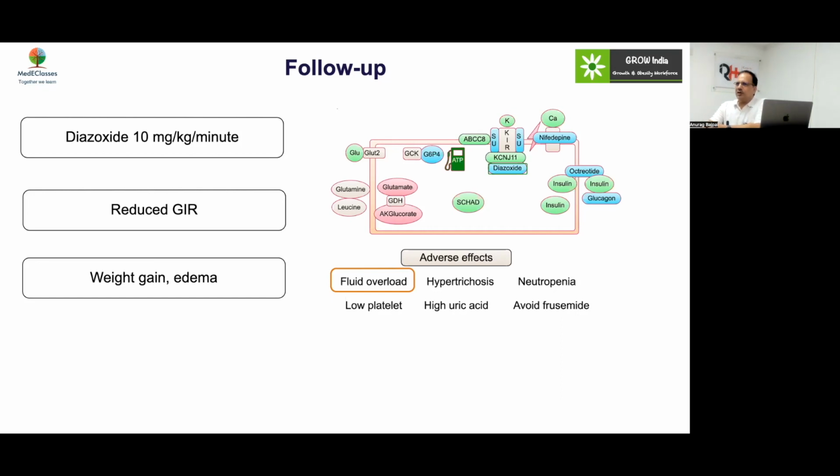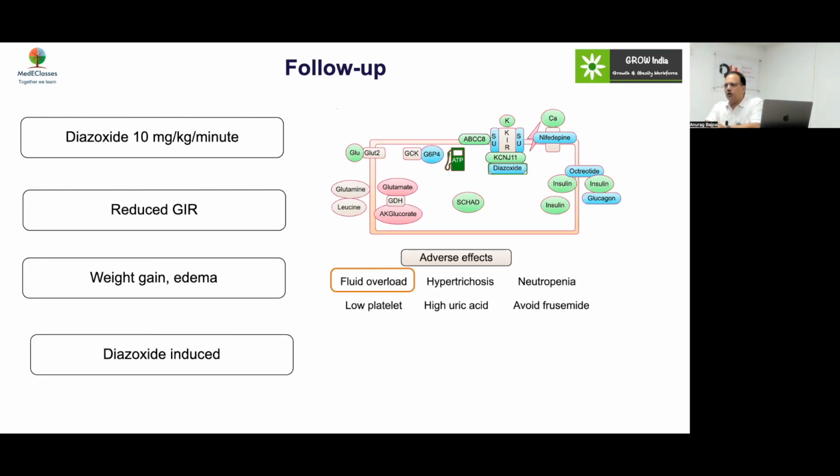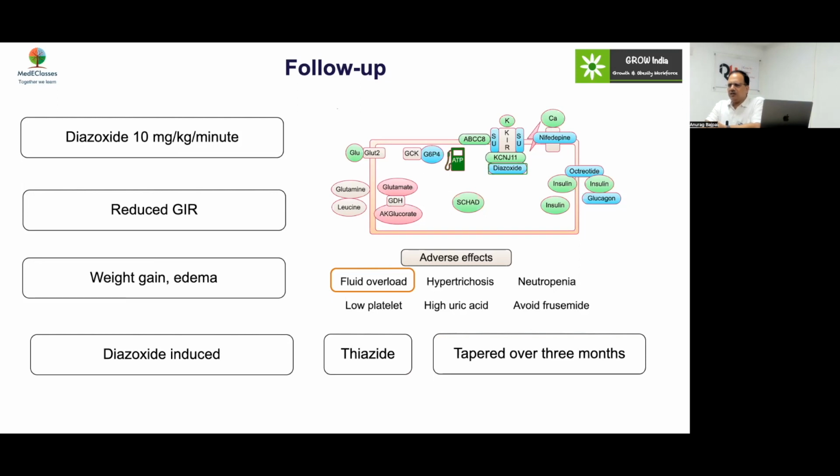Similarly, minoxidil was started as an agent for hypertension and it causes hypertrichosis, so people started using it for hair fall. This is serendipity; this is how medications were developed earlier. So diazoxide induced, what will you do now? Thiazide will be preferred and then you can taper after up to 3 months.